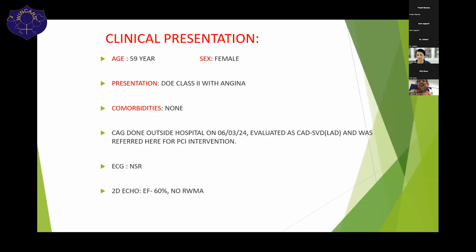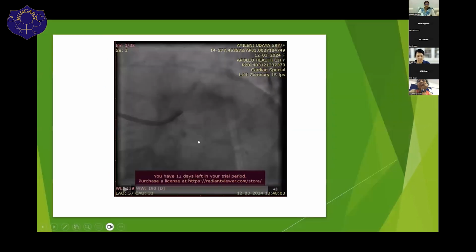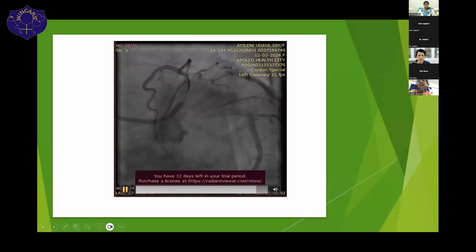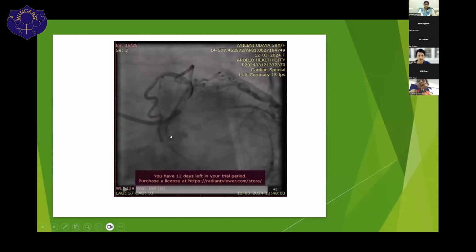This was an interesting case. Actually, she was referred from another center after the angiogram, where there was a borderline, or you can say a little tight lesion at the ostium of the LAD. So they wanted to ask whether we should go ahead with the ostial LAD stenting or not.